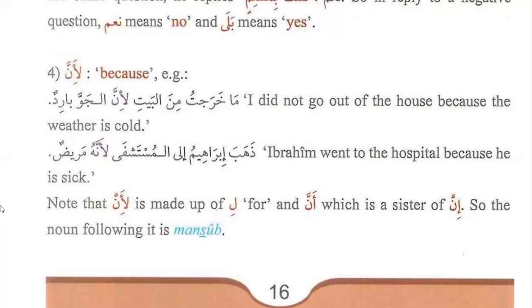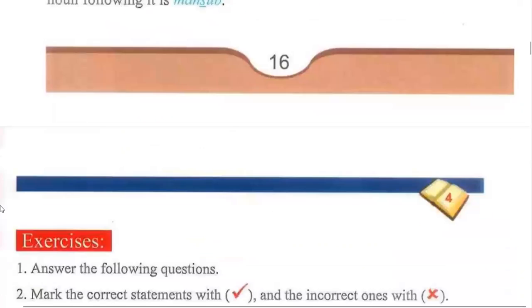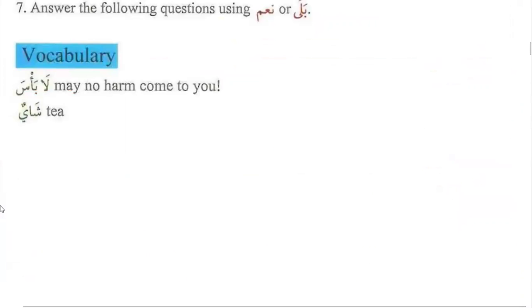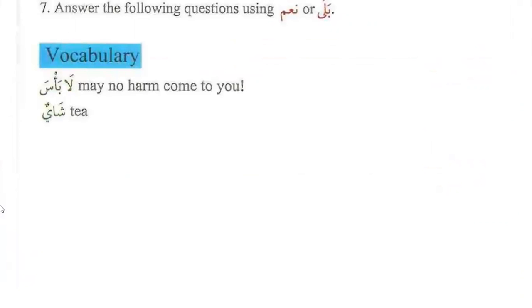Note that li'anna is made up of li, for, and anna, which is a sister of inna. So the word that follows it is mansub. Here we are learning the meaning of li'anna, and the rest you already know. Li'anna makes the word mansub. Read the vocabulary also. La ba'sa, may no harm come to you. Shay'u ti.